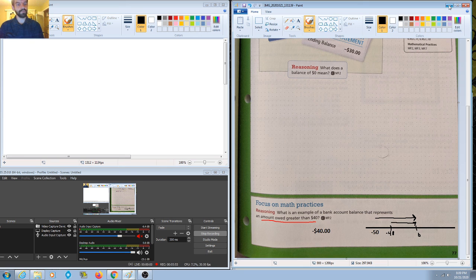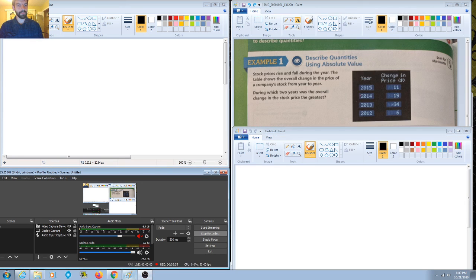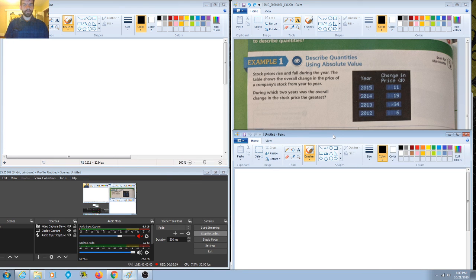Let's go ahead and jump into example 1 here. So example 1 has us describe quantities using absolute values. Stock prices rise and fall during the year. The table shows the overall change in the price of the company's stocks from year to year. During which 2 years was the overall change in the stock price the greatest?